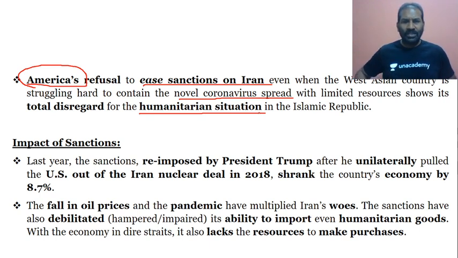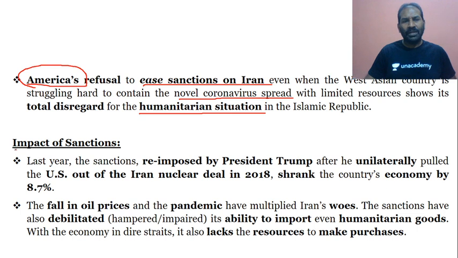But when the situation is going out of control, when there are so many death cases, it is very important for America to understand the situation, the hard phase that Iran is experiencing because of the novel coronavirus spread. So America has to actually ease the sanctions. But it is not easing the sanctions, and in return a humanitarian crisis is evolving in the Islamic Republic state, that is Iran.